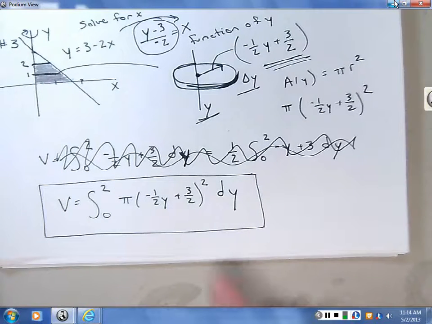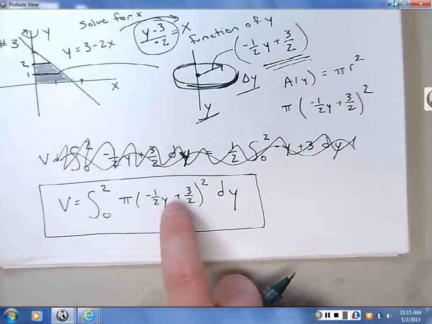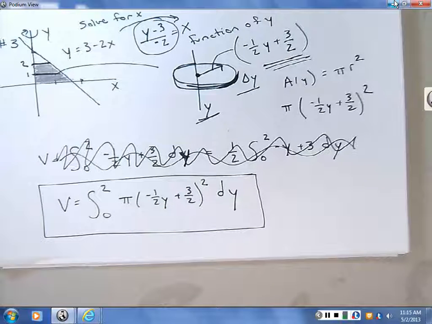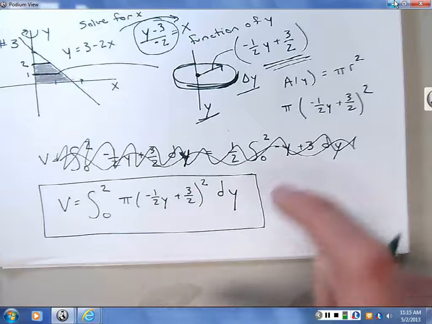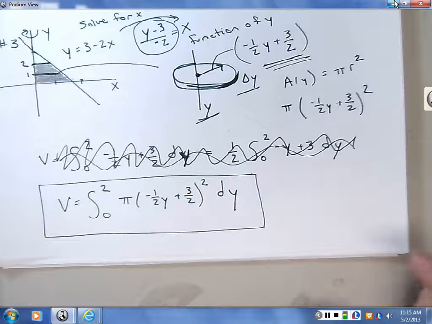So then you can square this out and get a polynomial, add like terms, and integrate it. You could do a u substitution if you wanted to. There's multiple approaches to that. But what I'm going to focus on in this section is, can you set this up? Does that make sense?